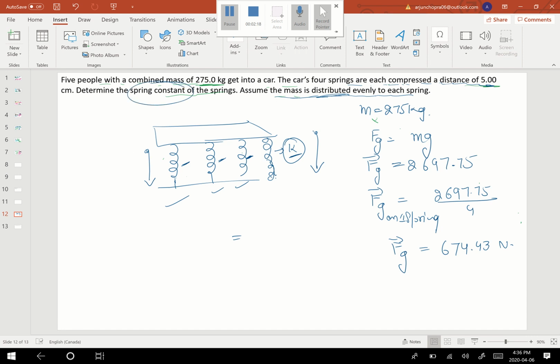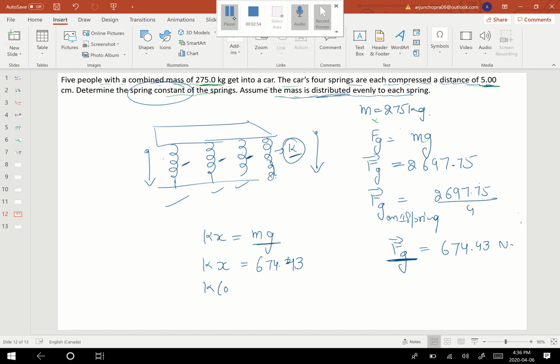Whenever we are trying to find the spring constant, or for that matter any other value, either the displacement or the mass, what I like to do is solve the questions without thinking about the directions. We can figure out the direction later on. We will take the formula without considering any direction. So the formula will become kx equal to mg, which is equal to Fg, which we've already figured out here, which is equal to 674.43. So that is equal to kx.